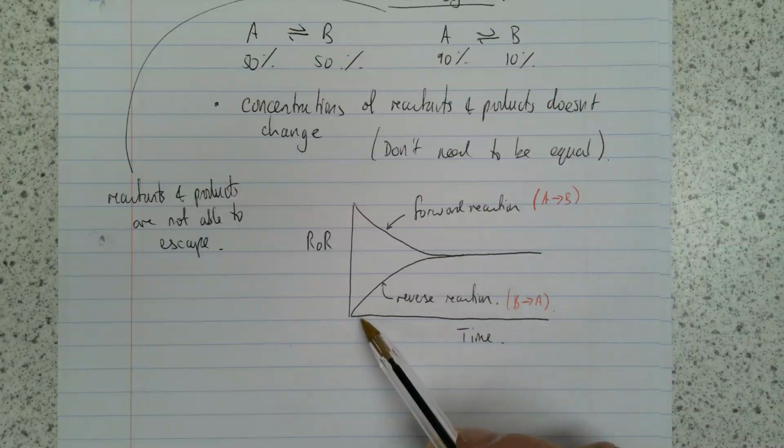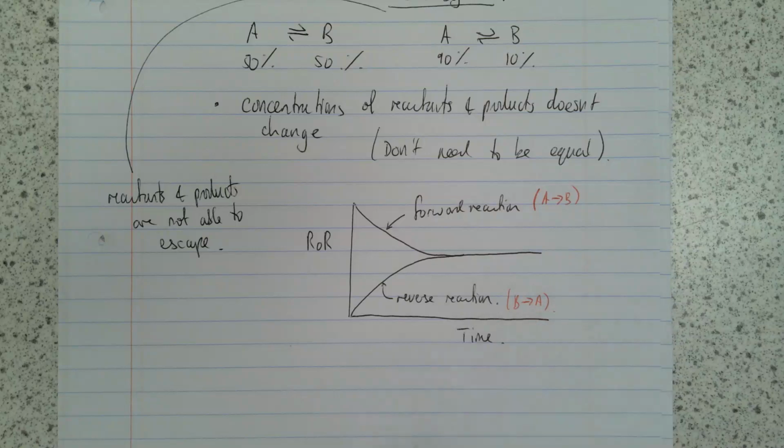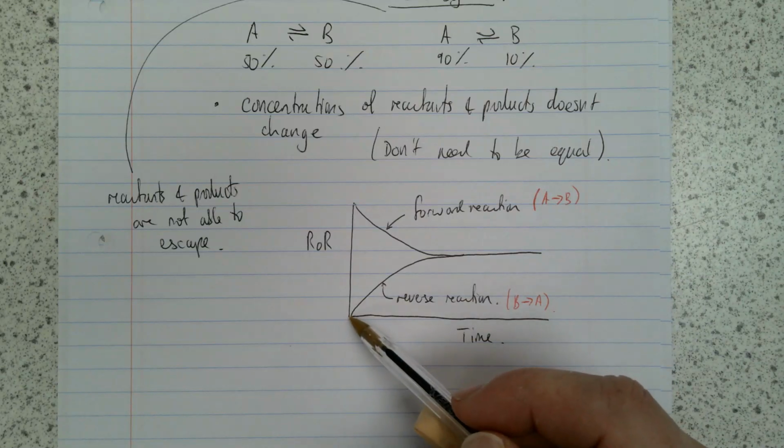And at the start here for the reverse reaction, there is no B. And so the reverse reaction of B turning into A is very, very slow, which is why it's 0 here.